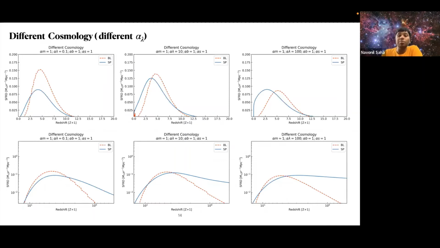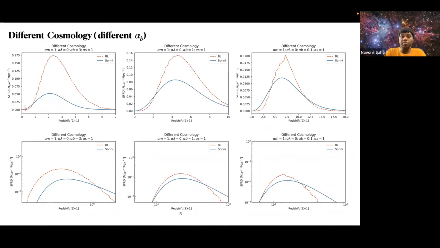As you can see from the plot, the first plot here shows alpha lambda. Here we have taken alpha m, alpha b, and alpha s to be 1 for all the cases, and we have varied alpha lambda. The first curve signifies alpha lambda equal to 0.1, then alpha lambda equal to 10, and then alpha lambda equal to 100. The alpha lambda equal to 1 case I have already shown, which is the standard cosmological case. The upper plots are the normal SFRD peak plot, and the lower plots are the log-log plot.